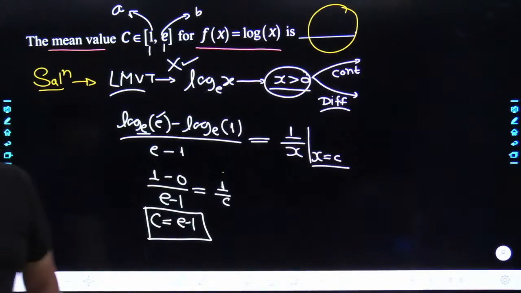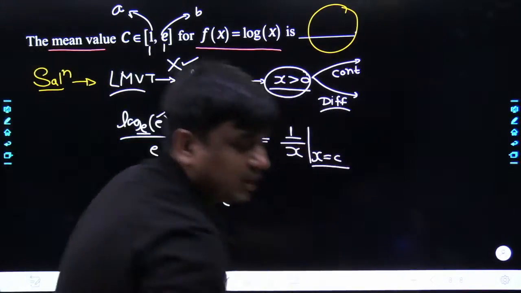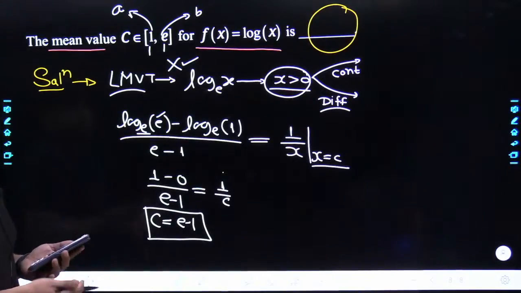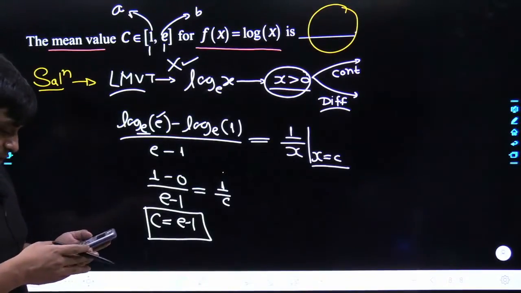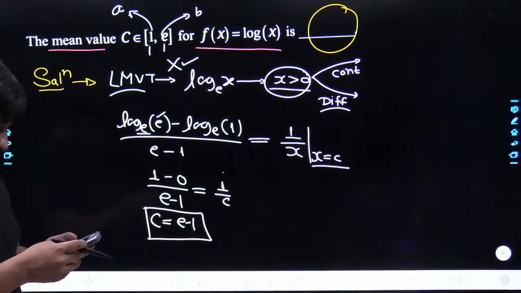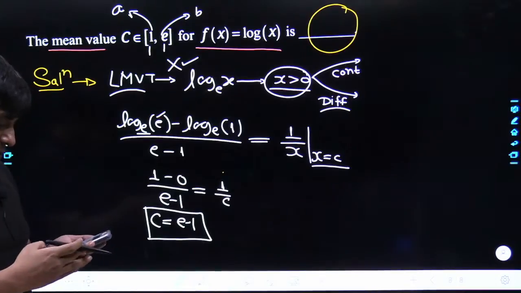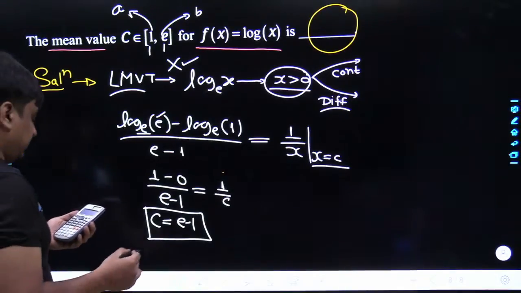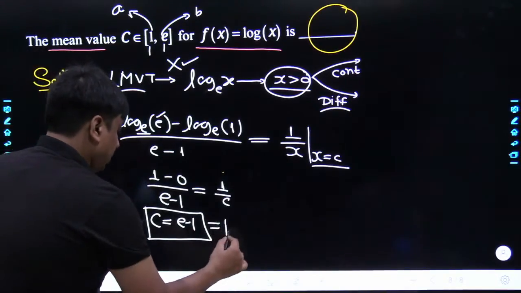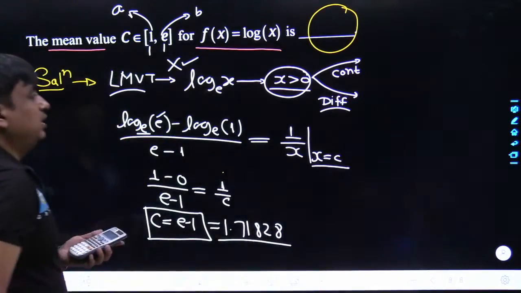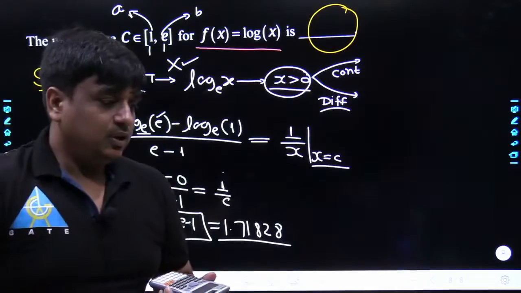So in decimal form you can get this answer. The answer is simply gonna be, let me check it out. The answer is simply gonna be 1.71828. Is that part clear to all of us?